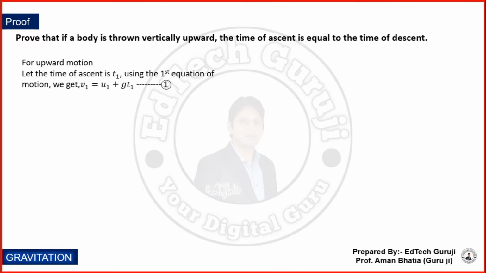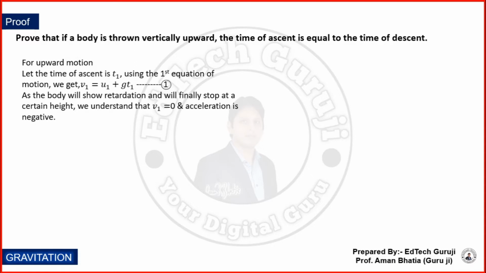Now in this case we need to understand the body will show retardation as it goes upward. The velocity will become less. The body will become slow and finally will stop after reaching a certain height. So its final velocity will become 0 and the acceleration hence will be negative because it is retarding.